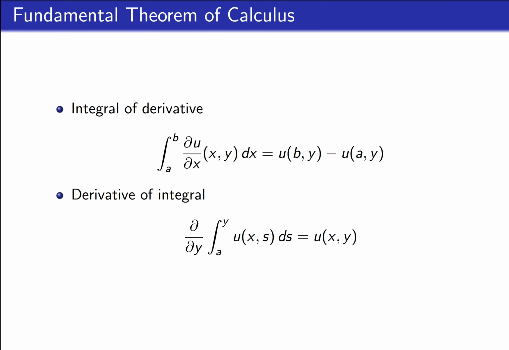Next, let's examine what happens when we take the derivative of an integral. Of course, now we have multiple variables, so we're looking at partial derivatives. If we take the partial derivative with respect to y of the integral from a to y of a function u(x, s), where s is a dummy variable of integration, we again look at our fundamental theorem of calculus and the derivative of an integral where the bound is y. We take the dummy variable of integration and replace it with the y. So the derivative of the integral, both with respect to y, gives us the function u(x, y).